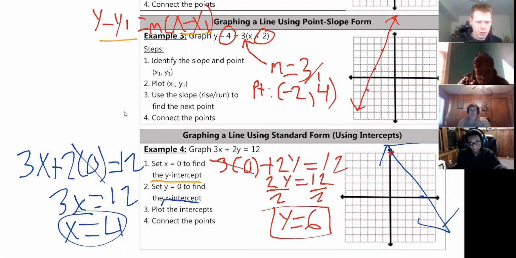Obviously, if it's easier for you just to convert it to a form you're more comfortable with graphing, that's completely fine. But these are methods you can use to graph these different forms.